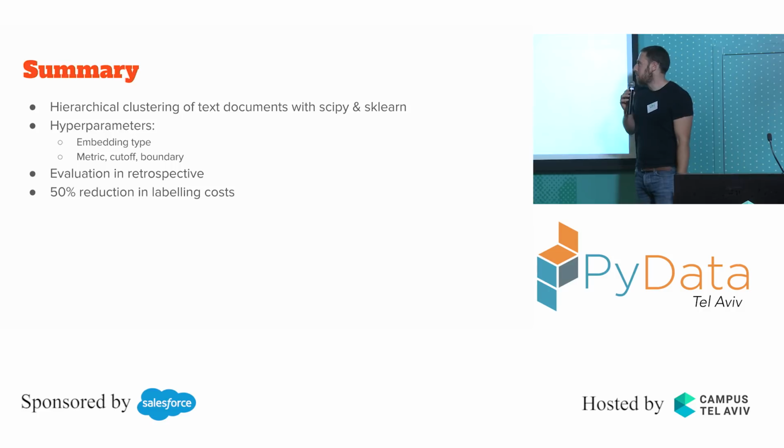Okay, to summarize, we've seen how to do hierarchical clustering in Python using standard SciPy and sklearn. The hyperparameters you need to play with are how do you embed your data, how do you embed the document, how do you convert the document to a vector, how do you measure distance, and what is the cutoff, and where do you measure distance from? How to evaluate. We set 2 objectives that you can optimize for, depending on how sensitive your labeling is. And we achieved 50% reduction without sacrificing any accuracy.